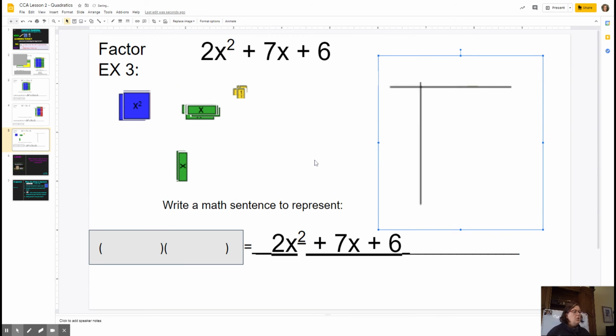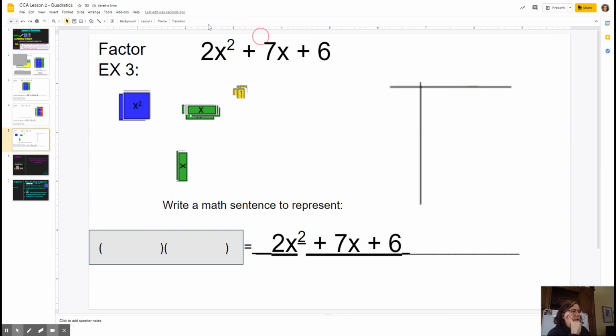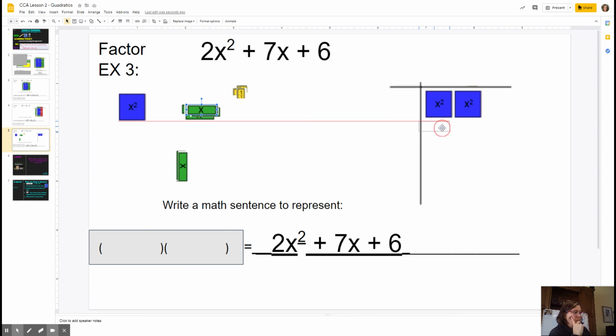All right, so I've got each of these tiles, and now what I want to do is put them in place so that it shows me this 2x squared plus 7x plus 6. So I've got a stack, well, if I do this, there's my 2x squareds. What do you think I should do? Where do you think I should drag some of these x tiles to go? What do you think? Like below here?